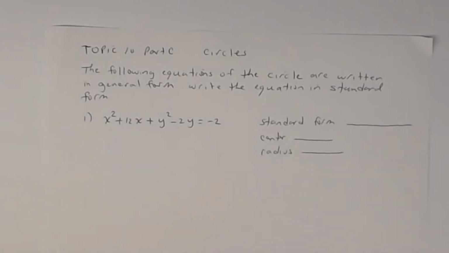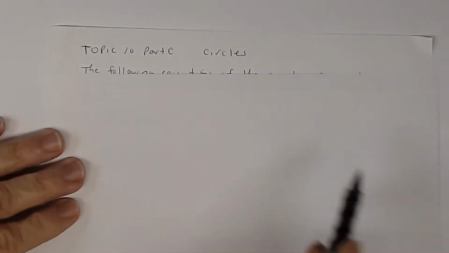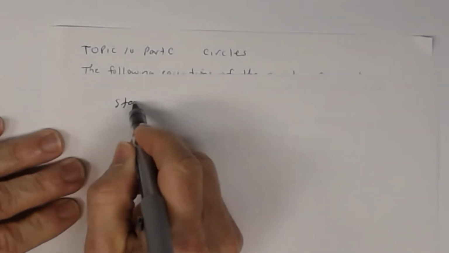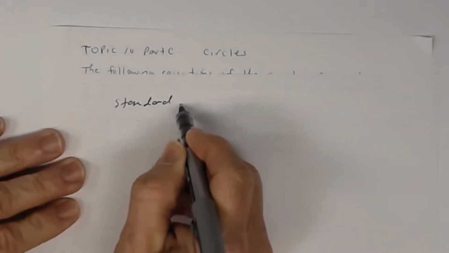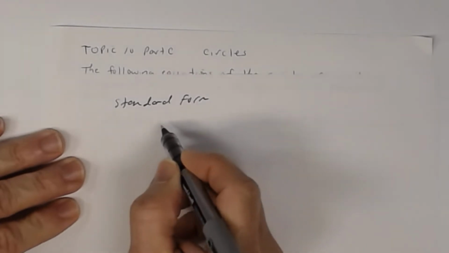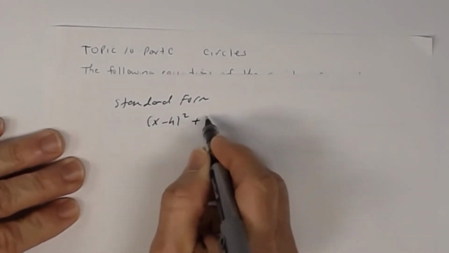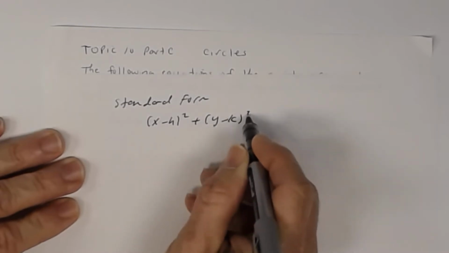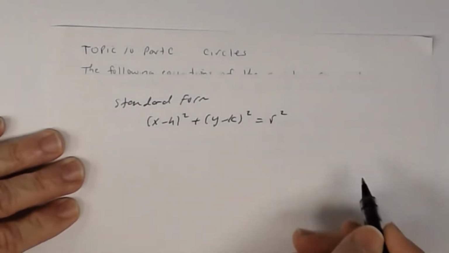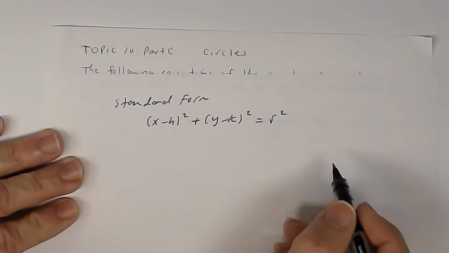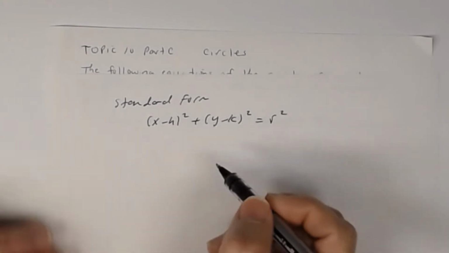Now, remember, standard form from last week looks like this. Standard form is (x minus h) squared plus (y minus k) squared equals r squared. That's standard form of a circle.